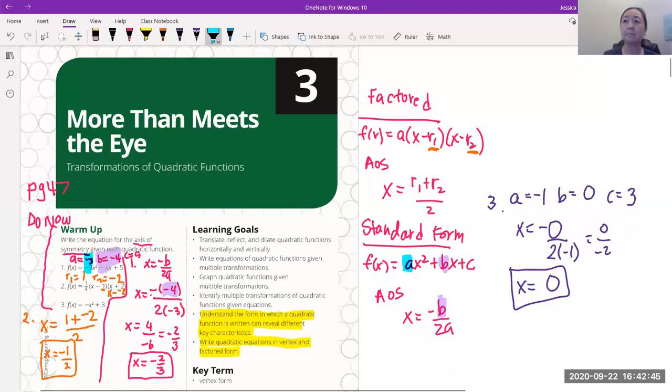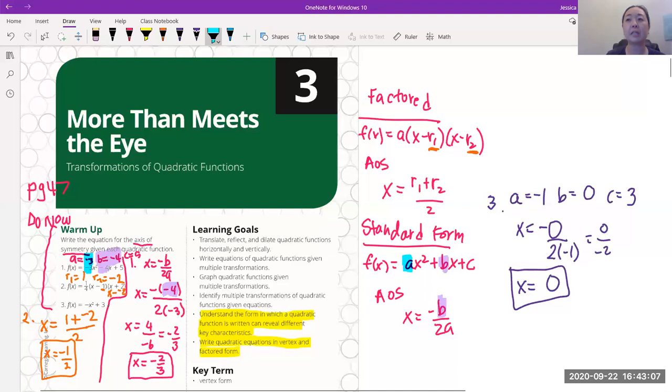All right, and then we're just going to solve that. So the work for here is down here. That's going to be x equals 1 plus -2 over 2, right? We got the 2 roots, add them together, divided by 2. And you're going to get x equal to -1/2. If you put -0.5, that is okay too.